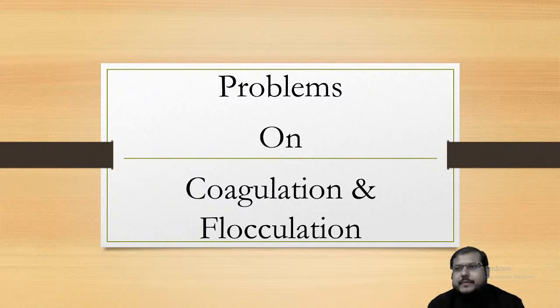And then what we have discussed is what will be the optimum dose of coagulant by conducting the jar test. So these are the things which actually we are concerned about. The parameters, the design points we have already discussed. So now we are entering the problem solving segment.